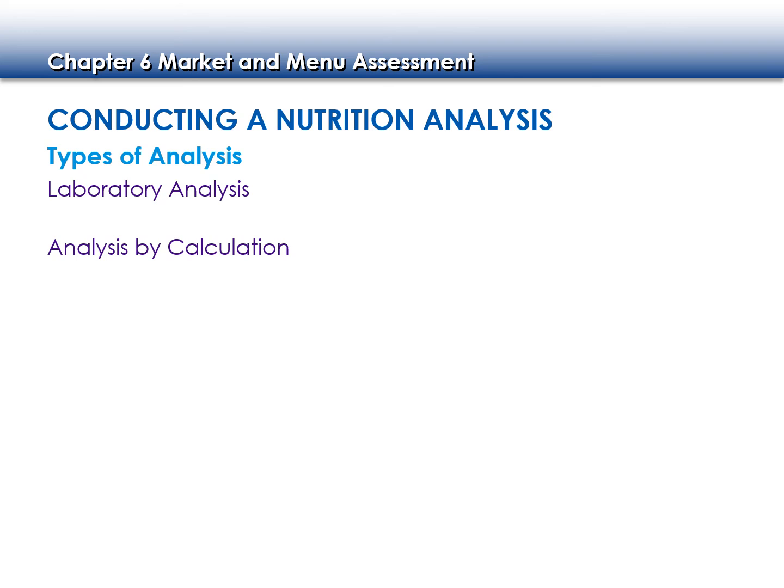A nutrition analysis should include at minimum the total number of calories, calories from fat, total carbohydrates, sugars, protein, total fat including saturated fat, trans fatty acids, and cholesterol, sodium, dietary fiber, vitamins, and minerals. There are two basic ways to determine the nutrient composition: laboratory analysis or calculation.